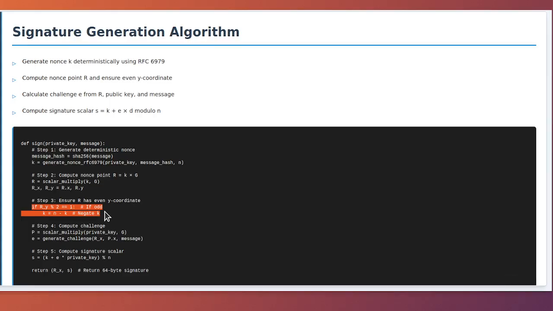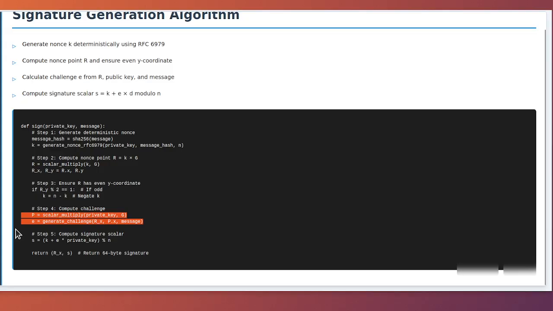The verifier can then reconstruct R, knowing only its x-coordinate and the fact that it has an even y-coordinate. This step is unique to BIP 340 and is not present in all Schnorr signature variants. Step 4 is to compute the challenge E as the tagged hash of the concatenation of the x-coordinate of R, the x-coordinate of the public key P, and the message M. The output of the hash is interpreted as an integer modulo n.